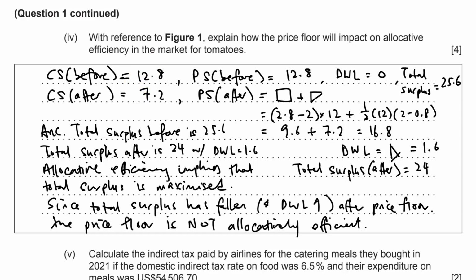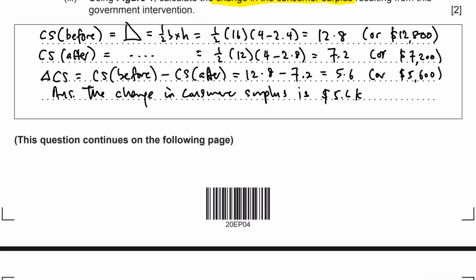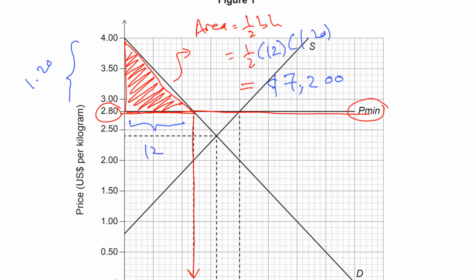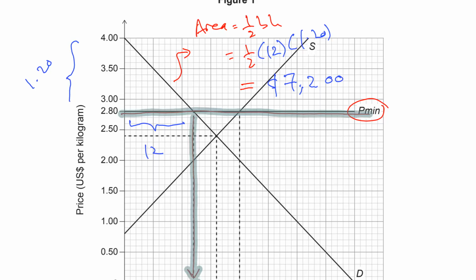Next, I'm going to figure out the producer surplus before and after. Actually, I'll do the producer surplus before over here. So what is the producer surplus before the intervention? Well, to answer that question, go back up to the diagram. I have to do a little bit of erasing over here.